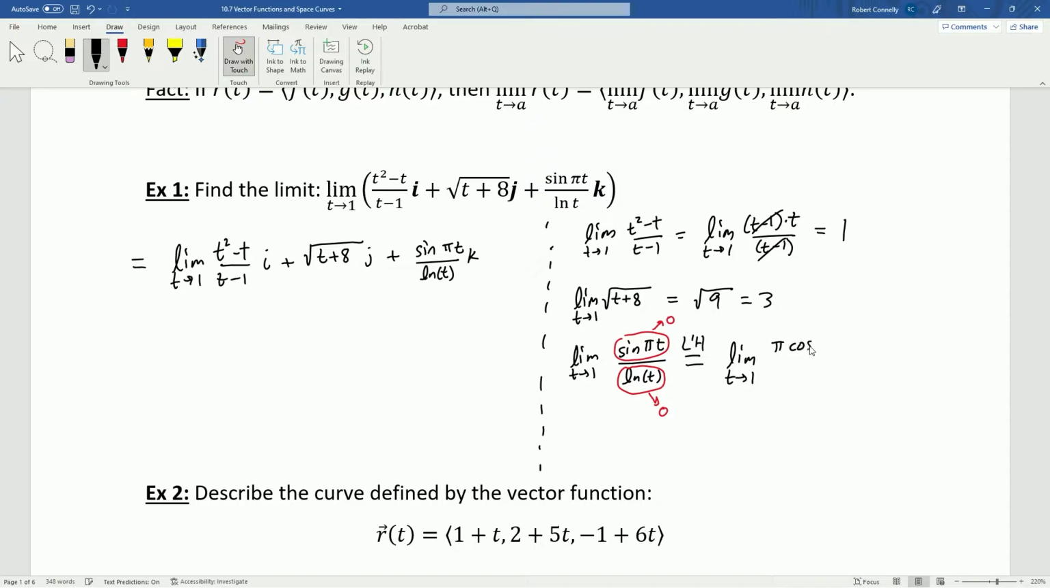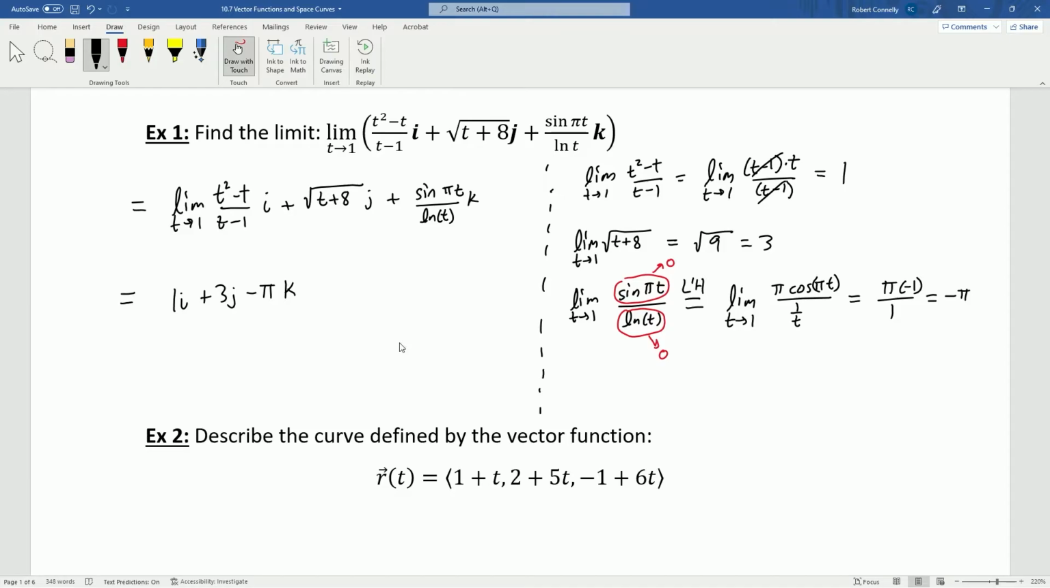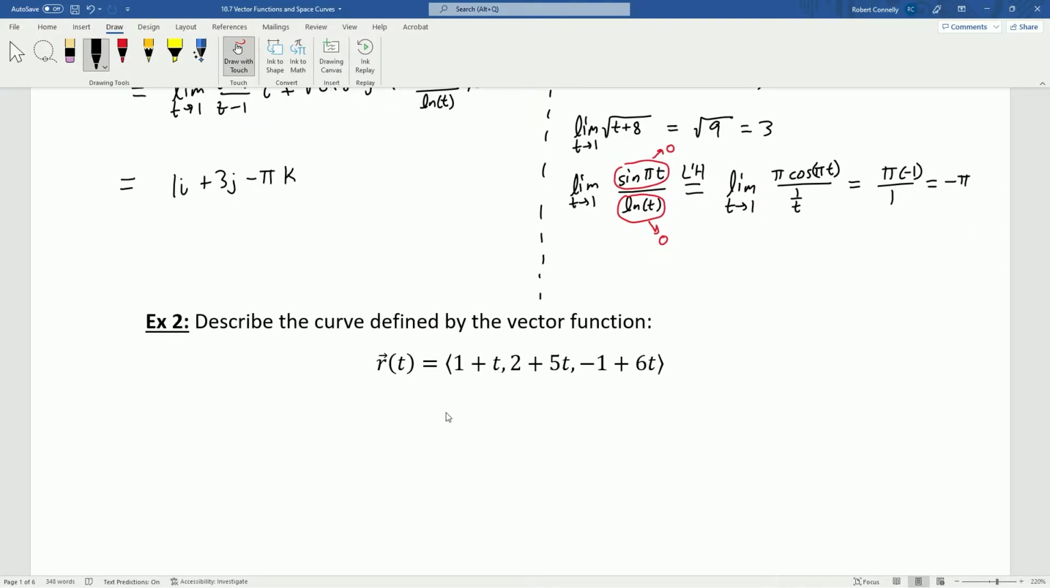This gives us pi times cosine of pi t over 1 over t. Now, both of these are perfectly continuous at t equals 1, so we can just plug in. Cosine of pi is negative 1, so this is pi times negative 1 over 1, so this is negative pi. So altogether, our vector should look like 1i plus 3j minus pi k. Okay, that's it for that one.